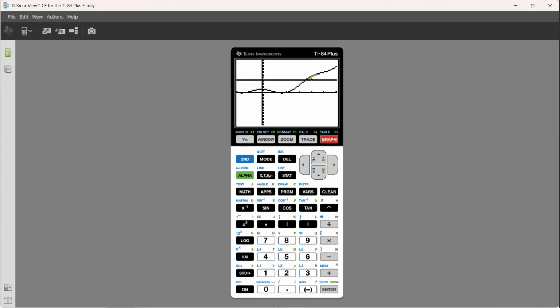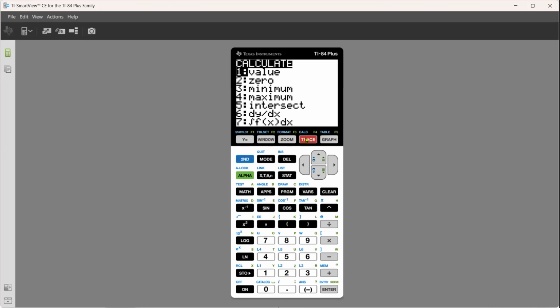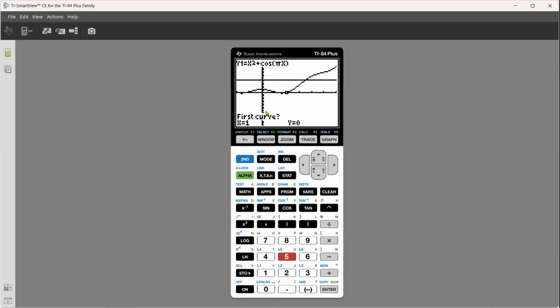I'm going to show you a little trick. You can trace this and approximate that way, but there's also a function that will calculate that. Look above the trace key. It says calc. We're going to use the second key, and go to calc. We would like to calculate the intersection of those two graphs, number 5 for me.